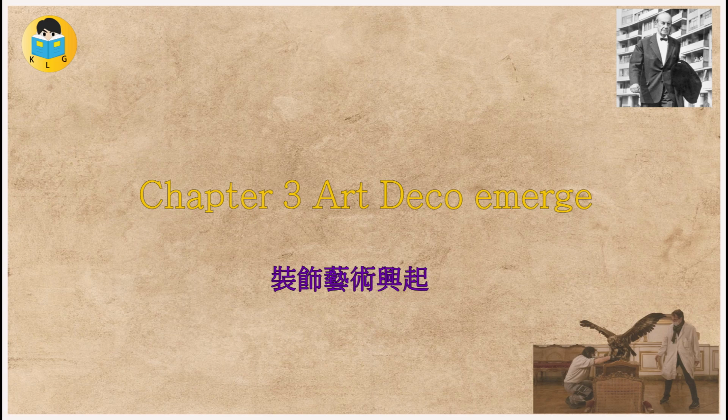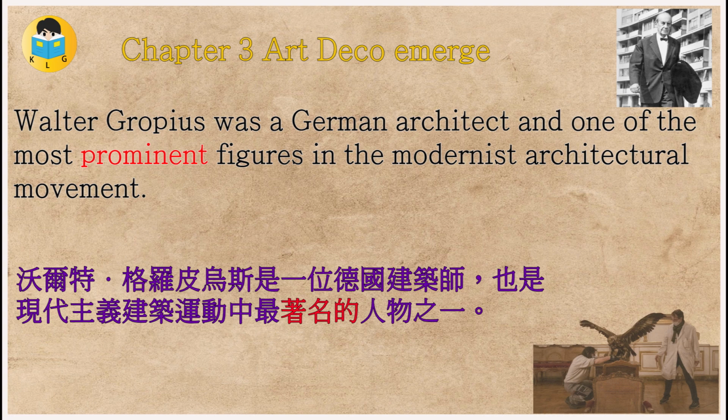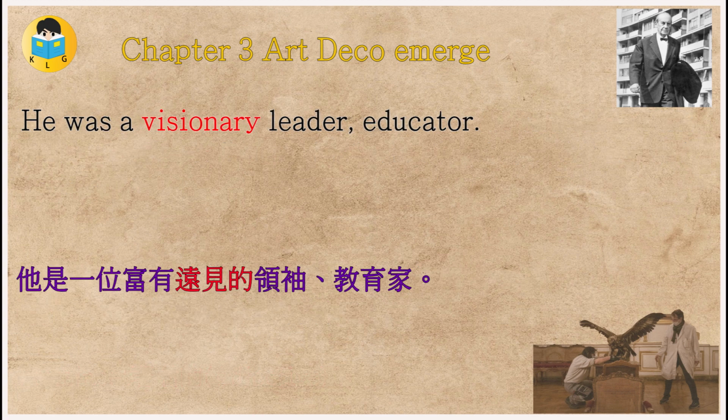Chapter 3. Art Deco emerges. Completely refurbished in design, architecture, and art for the post-war period. Walter Gropius was a German architect and one of the most prominent figures in the modernist architectural movement. He was a visionary leader, educator.